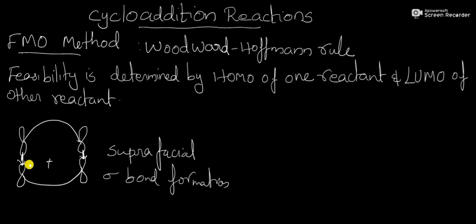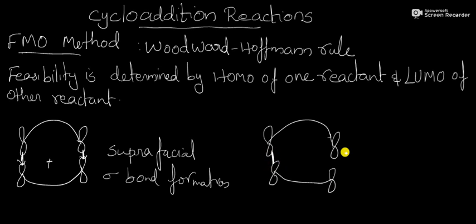If the orbitals approach from the opposite side, consider this is one of the reactants and this is another reactant. This is supra addition, that is same side addition, and here the orbitals add from the opposite face. This addition is known as antarafacial addition.